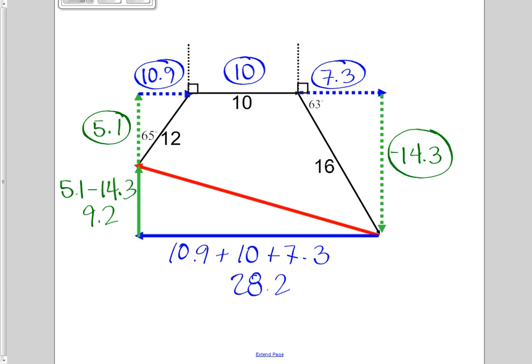And then it's just a matter of applying the Pythagorean theorem to get the red part. So that's going to be 28.2 squared plus 9.2 squared. And then I want to take the square root of that answer, and it comes out to be 29.662, but we'll just put 29.7 for us.